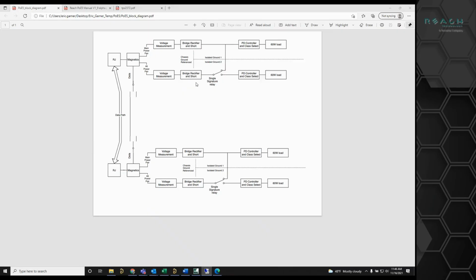Going back through the block diagram, for 4 power pair connections, we have the single signature that allows class 5 and above to be negotiated, and for the connection check from the PSC to pass. That's where after the negotiation, it switches over to the alternative power pair and looks for voltage appearing over at the main pair to verify the 4 power pair load is there. 60 watts per pair, 100 watts total per port.